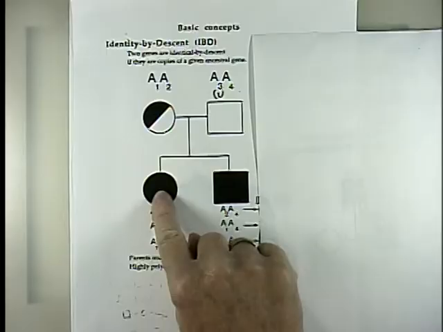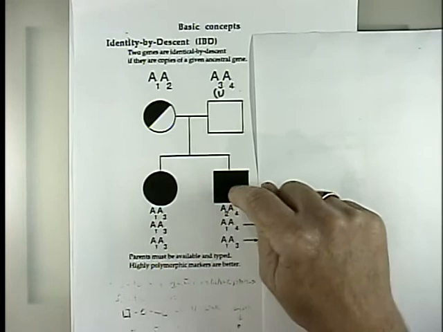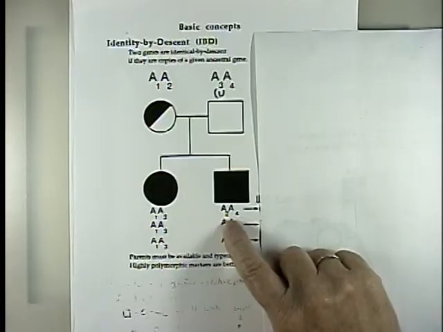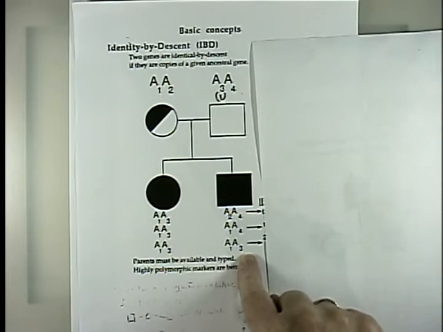Okay, so let's go back to determining what we mean by identity by descent versus identity by state. So we've already said that this child, this is her genotype, A1, A3. She got the one from the mother, the three from the father. Now let's say her brother, he can have a number of different possible genotypes as well, and so we'll just go through the possibilities. He could have gotten the two from the mother and the four from the father. He could get the one from the mother, the four from the father. He could get the one from the mother, the three from the father.